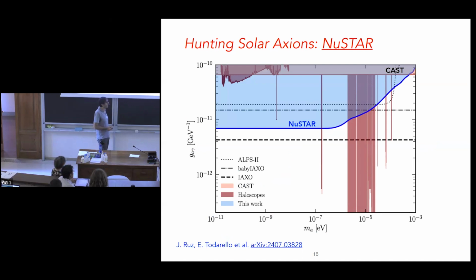You can see, by the way, this is Baby IAXO. This is IAXO, and this is another experiment which is currently running at DESY. It's called ALPS II. So NuSTAR, as you see, reaches micro electron volt masses and then loses sensitivity, but it's a quite impressive result. So okay, going almost okay on time.